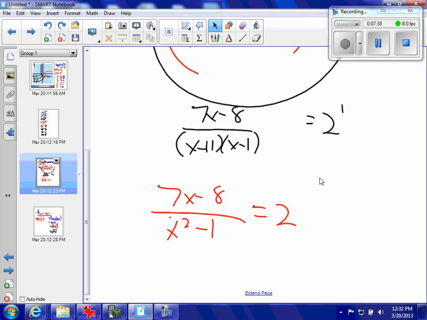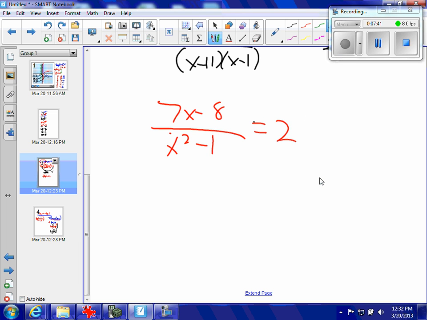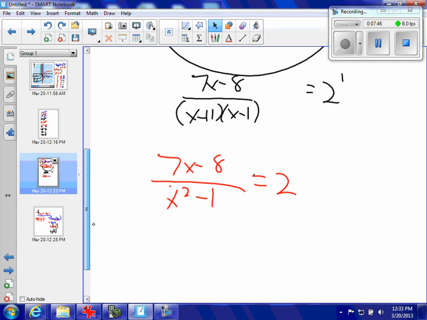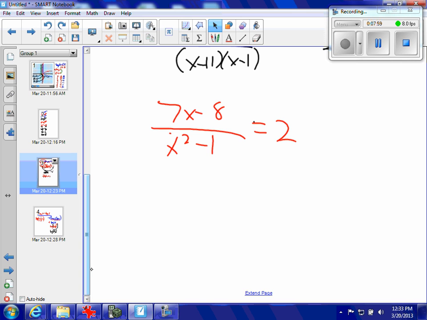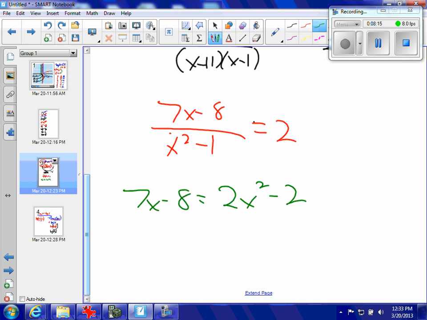Okay. So now I'm gonna cross multiply. Wait, how did you get x squared minus 1? Wouldn't it be like x squared? When you FOILed it. No, because it then becomes plus x and minus x, which cancels out. Oh, wait, never mind. Got it? Okay. So now I have 7x minus 8 is equal to 2x squared minus 2. I just cross multiplied there.